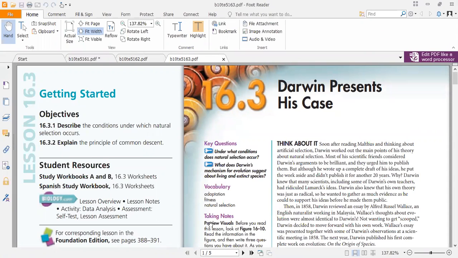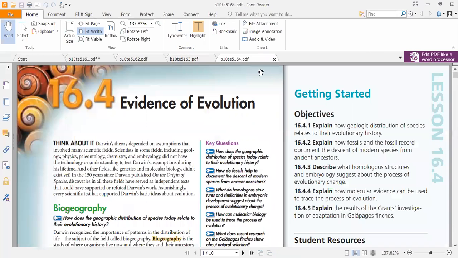And then they start to argue. So he made many evidences, or he started to prove it in lesson 16.4. We will speak about the evidences of evolution.